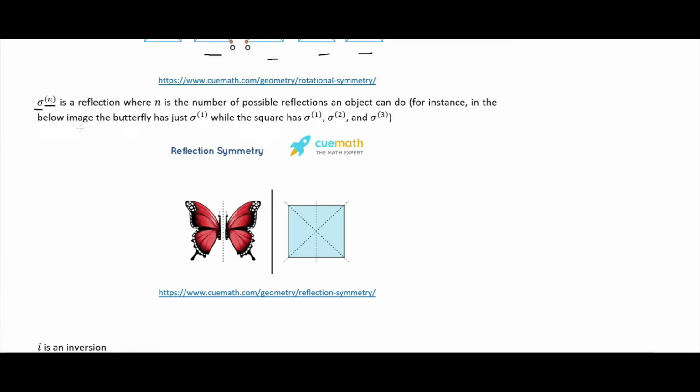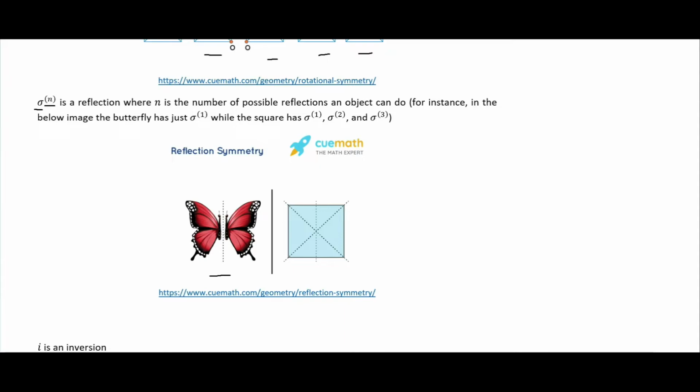I think most people, but I will be putting in parentheses because we will be using exponents here, and so we want to distinguish this number here from an exponent. These numbers are just distinguishing the different reflections that we can do. And so, for instance, if we had just a sigma 1, that would be something like this.